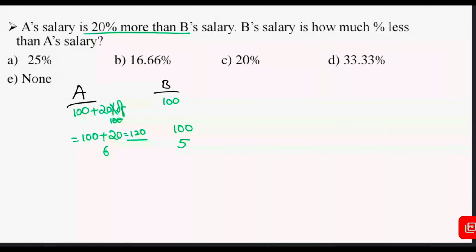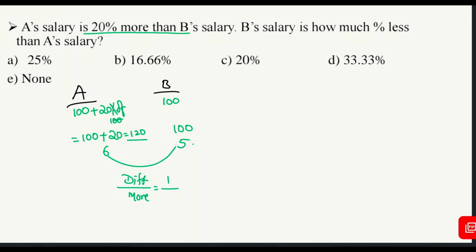B's salary is how much percent less than A? It's nothing but again we need to take the difference. What is the difference? A is getting 6, B is getting 5. Obviously B's value is less when compared to A, so the difference will be equal to 1. So B is being compared with A.